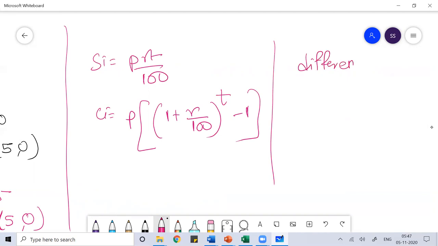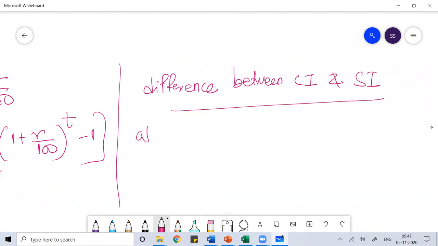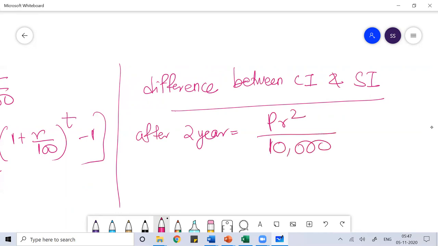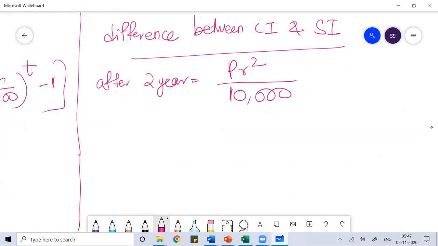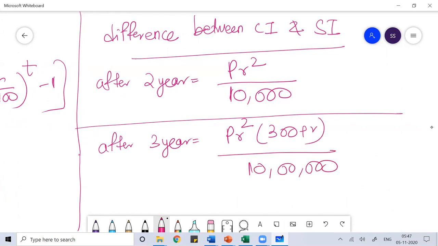Whenever I talk about the difference between compound interest and simple interest, after 2 years the formula for the difference is PR square by 10,000. This is the formula for the difference between compound interest and simple interest after 2 years. While after 3 years, the formula is PR square into (300 plus R) divided by 10 to the power 6. Remember this: the difference between SI and CI after 2 years, and this is after 3 years. If you remember this, you can do all the difference-based questions of SI and CI after 2 years and 3 years very easily.